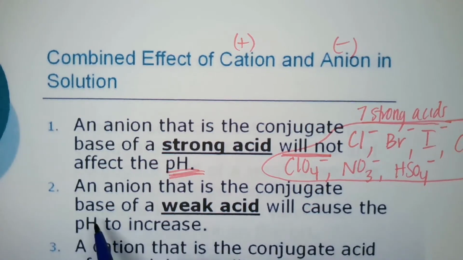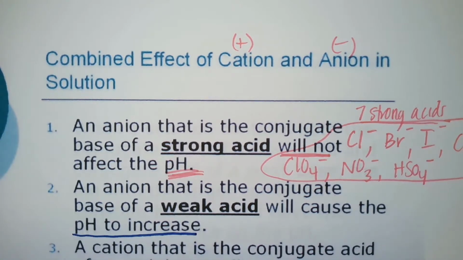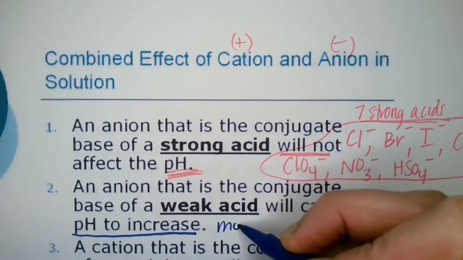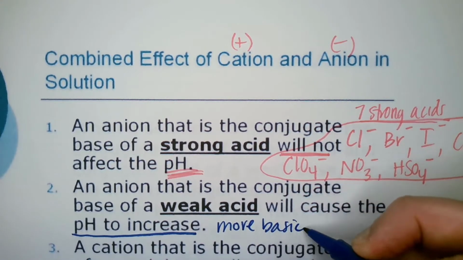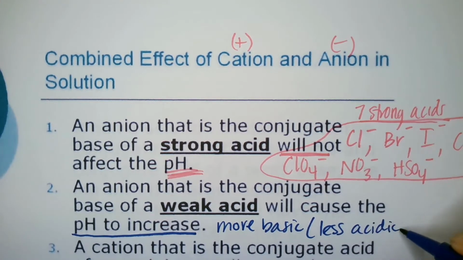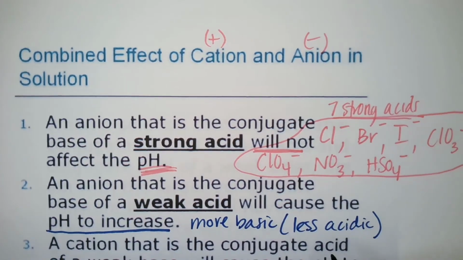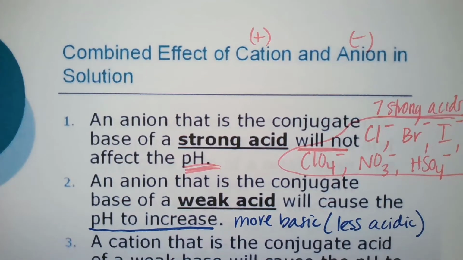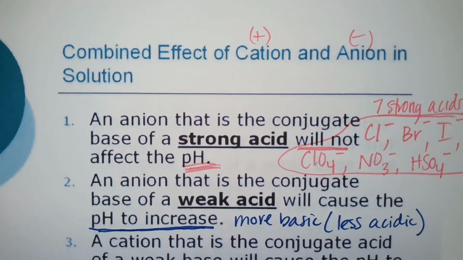An anion that's a conjugate base of a weak acid. So all of the other conjugate bases, those negative anions, will cause the pH to increase. That means it's becoming more basic or less acidic, or the number on the pH scale is going up. Remember, the highest is 14, so it's going to cause that pH to increase in number.